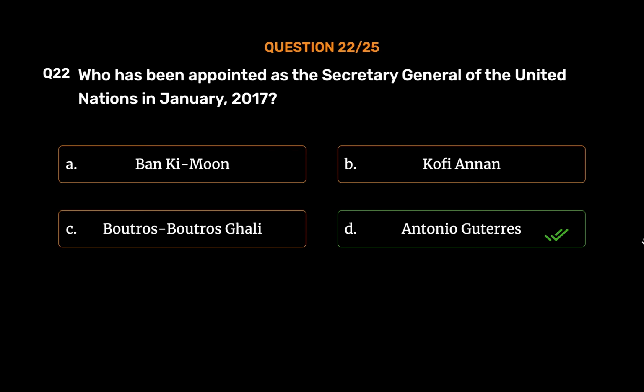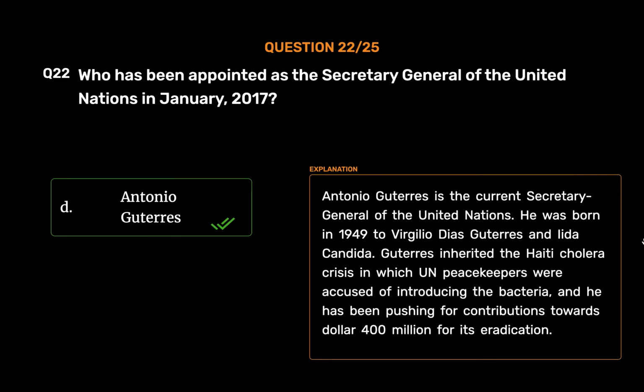Antonio Guterres. Antonio Guterres is the current Secretary General of the United Nations. He was born in 1949 to Virgilio Diaz Guterres and Ida Candida. Guterres inherited the Haiti cholera crisis in which UN peacekeepers were accused of introducing the bacteria, and he has been pushing for contributions towards $400 million for its eradication.